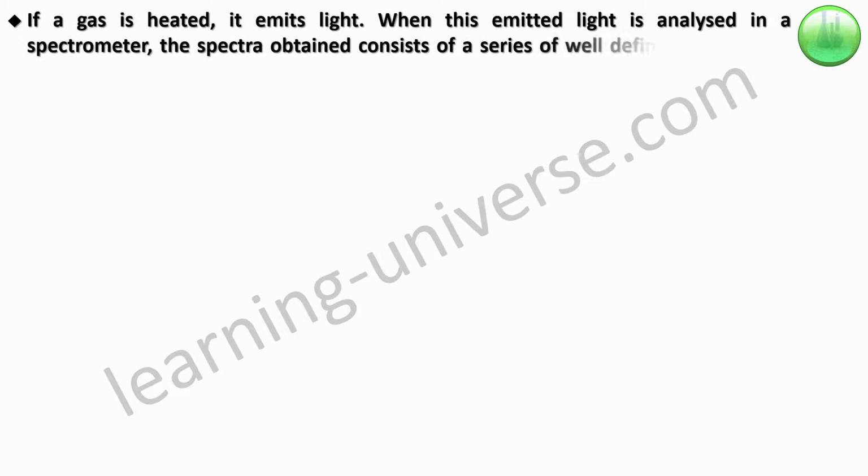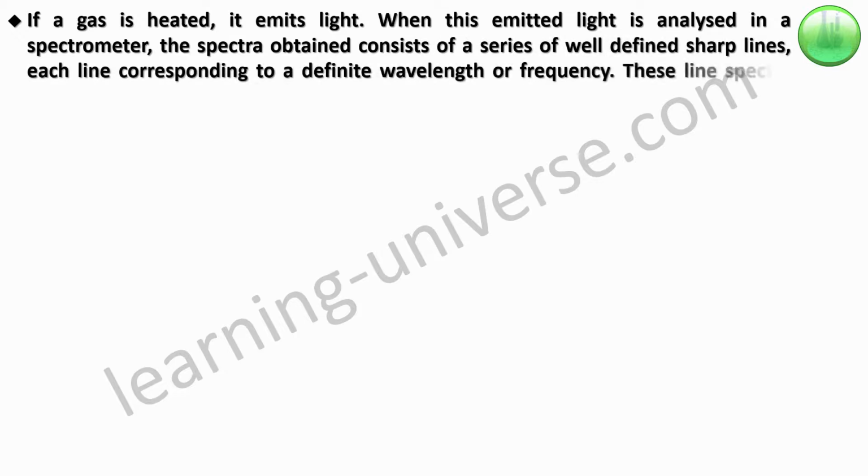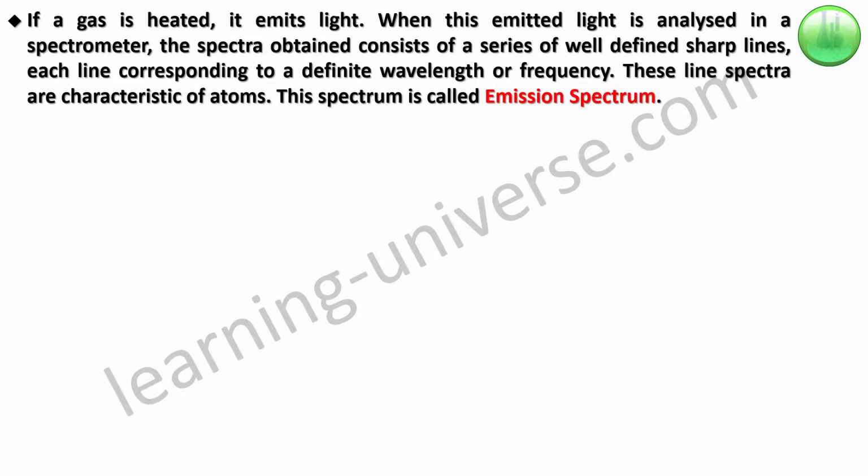Now that we have seen the demonstration, let's talk about something else. If a gas is heated, it emits light. When this emitted light is analyzed in a spectrometer, the spectra obtained consists of a series of well-defined sharp lines, each line corresponding to a definite wavelength or frequency. These line spectra are characteristic of atoms, and we call them emission spectrum.